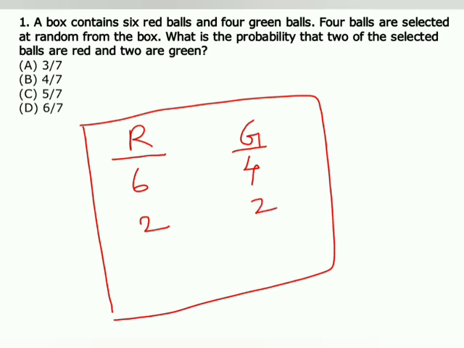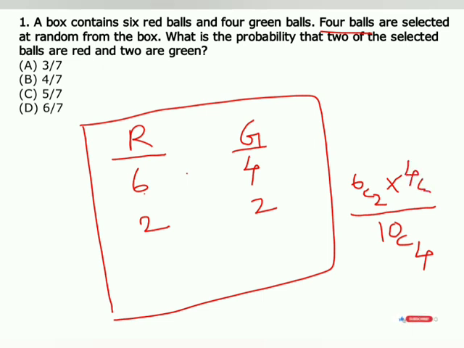First of all, let us check what is the total number of balls here. The total number of balls is 10, since 6 plus 4 is 10. From the 10 balls, we are selecting 4 balls, so 10C4. From 6 red balls, we are drawing 2 red balls, and from 4 green balls, we are drawing 2 green balls.